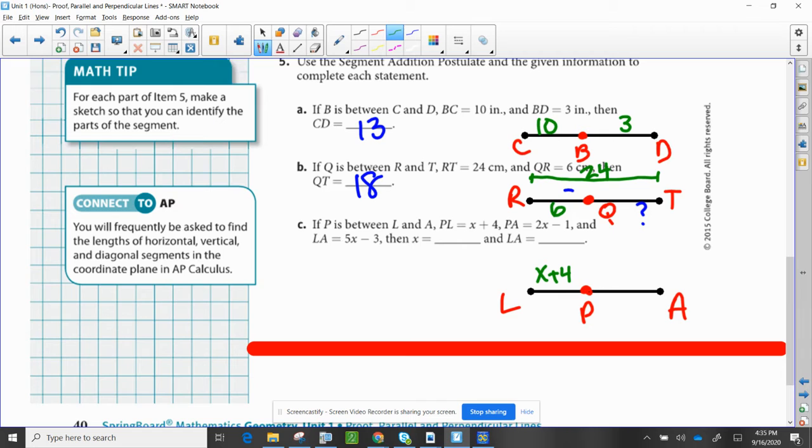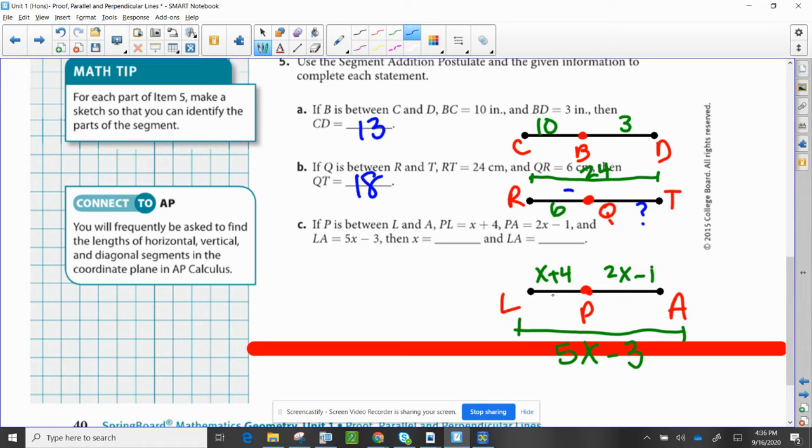And PA is equal to 2x minus 1. Now they told us that LA, the entire segment, is 5x minus 3. So they want us to find what x is and then actually solve for what LA, the length of that segment, is. So I'm going to help you guys set it up, and I'm going to have you solve it.